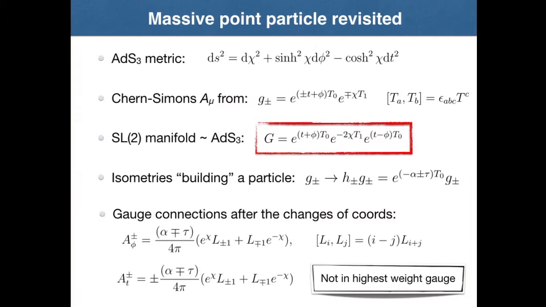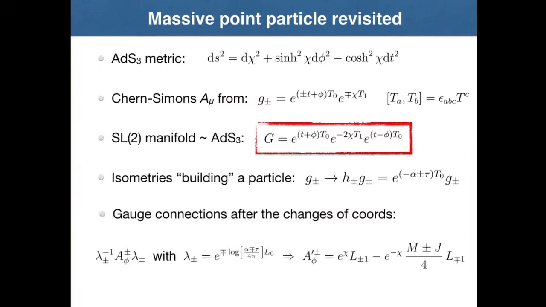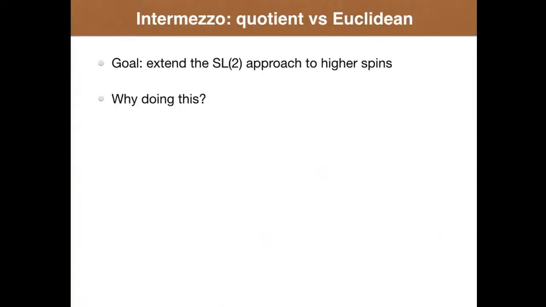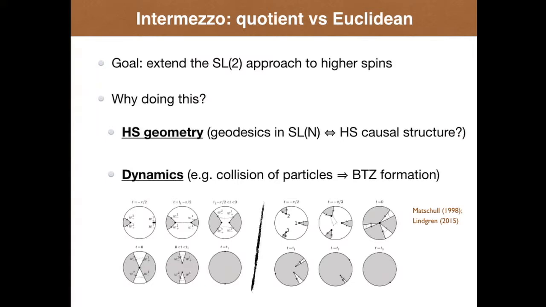And related to this, what I want to do, because essentially, as the discussion is saying, I'm not producing anything new, is to extend this SL2 group theoretical approach to higher spins. But why does one want to do this? Essentially, since the Euclidean approach works so well. So, at least in my opinion, there are two motivations.